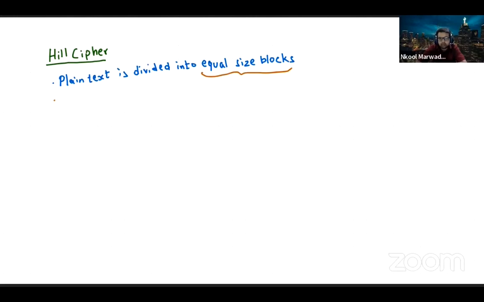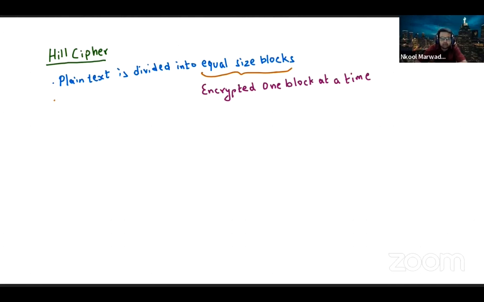Now, what is the concept of the Hill cipher? The plain text which we have is divided into equal size blocks, and these equal size blocks are encrypted one at a time. Encrypted one block at a time. And during the encryption, one very important thing we should consider is that each character in the equal size block contributes to the encryption of the other characters in the block.